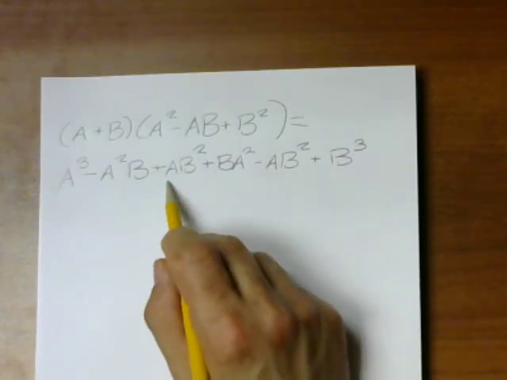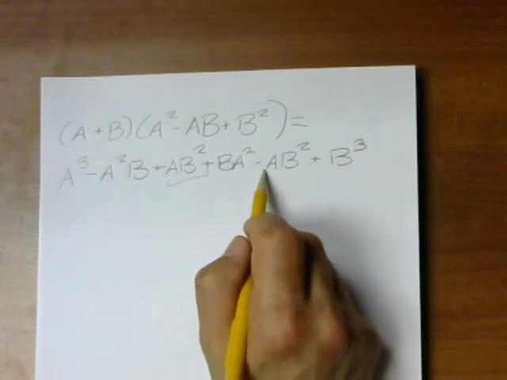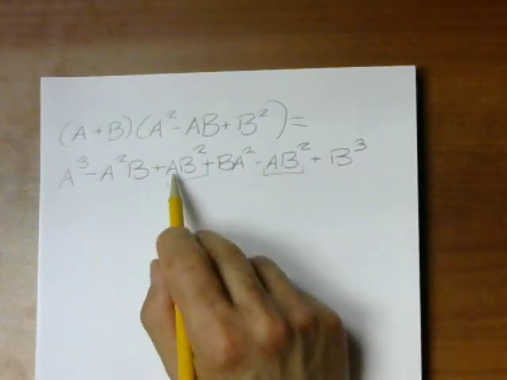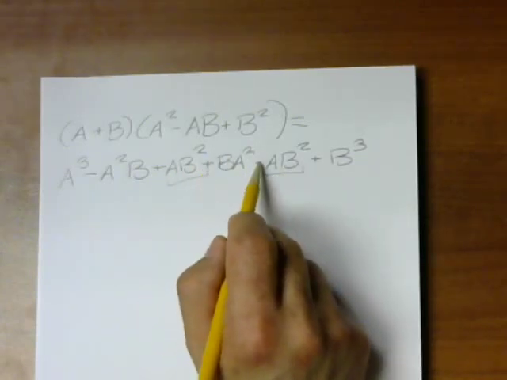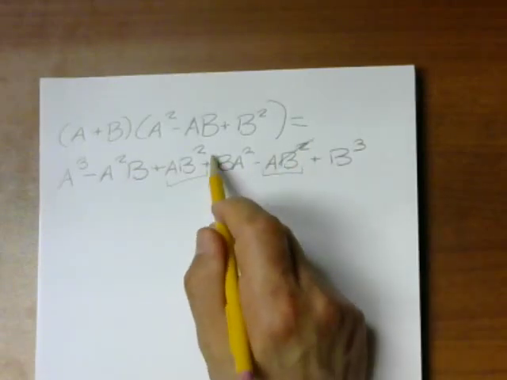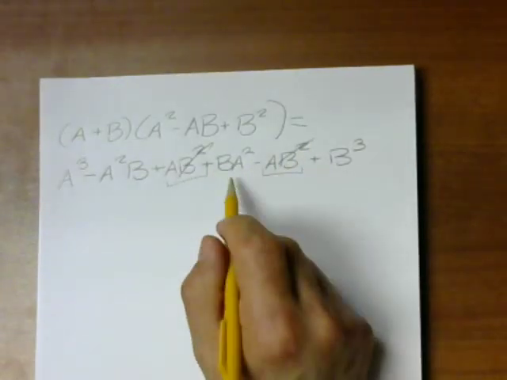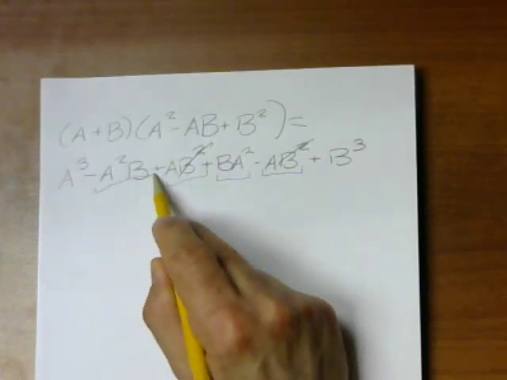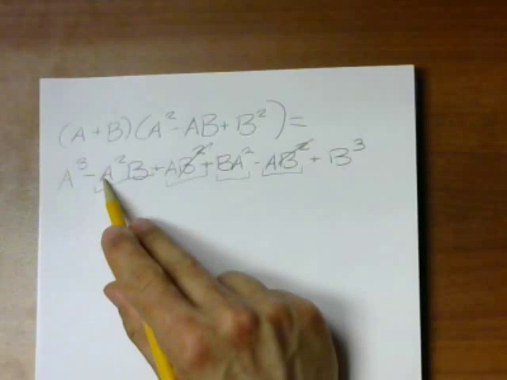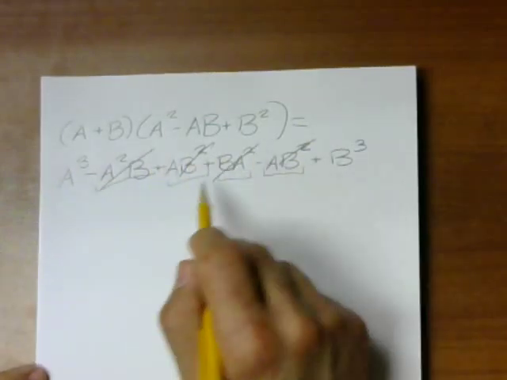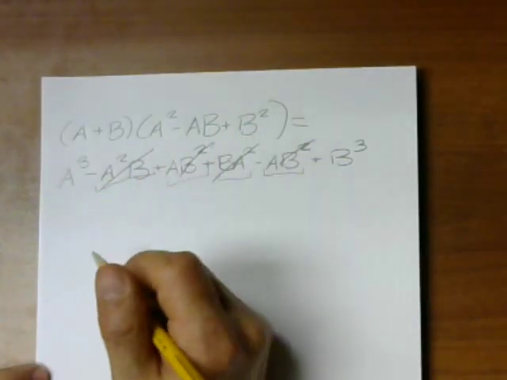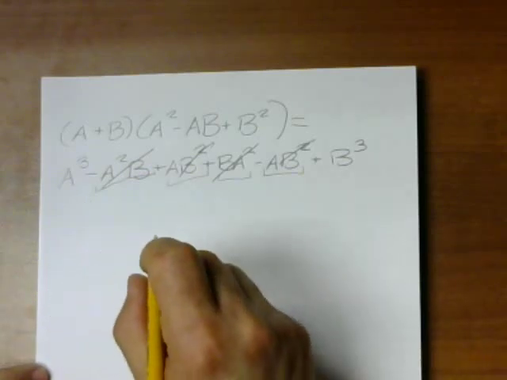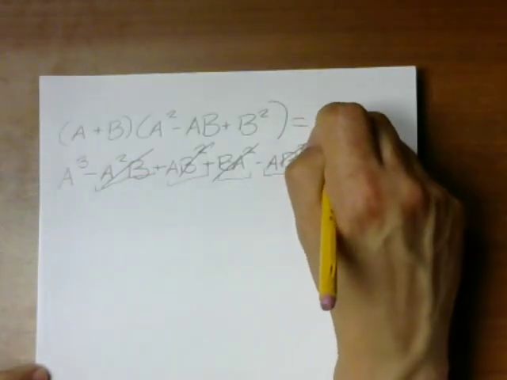Well, let's look at this. This is an ab squared. This is an ab squared. If I add ab squared and I subtract ab squared, I get 0. This is a ba squared, and this is a negative ba squared. Because a squared b is the same as ba squared. So what do I have left? I have just this.